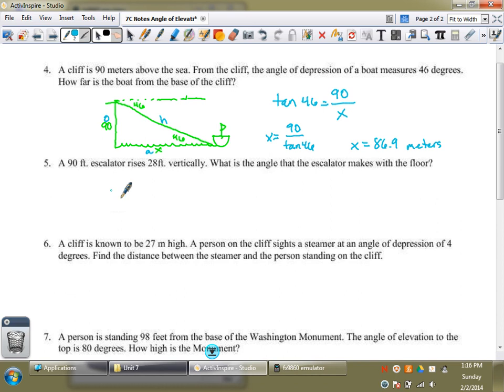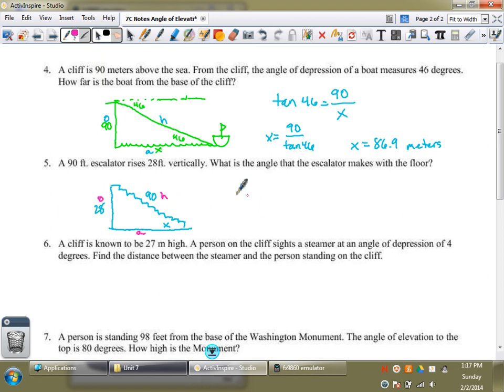A 90-foot escalator rises 28 feet vertically. So we have an escalator. Beautiful. All right. And the escalator itself, it says, is 90 feet, and it rises 28 feet vertically. What is the angle that the escalator makes with the floor? So that would be the angle of elevation. So let's label what we got. This is the opposite, this is the hypotenuse, and this is the adjacent.